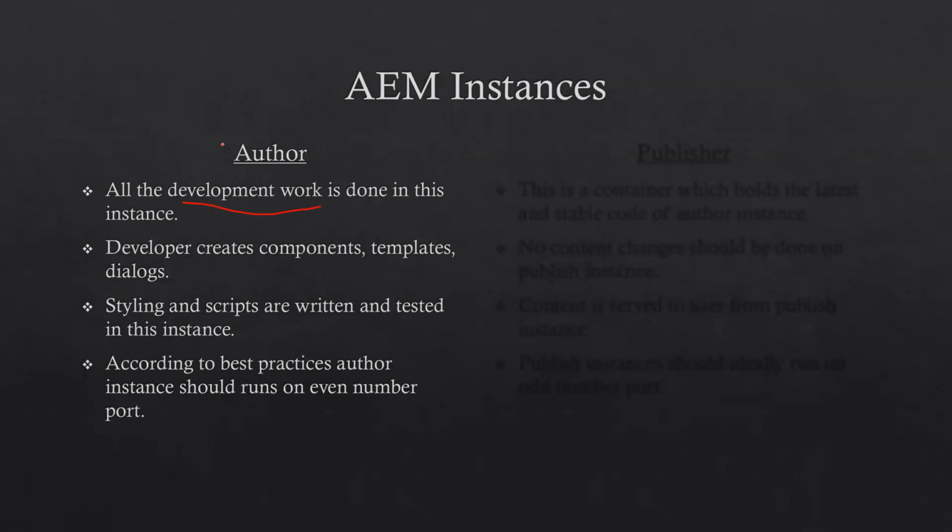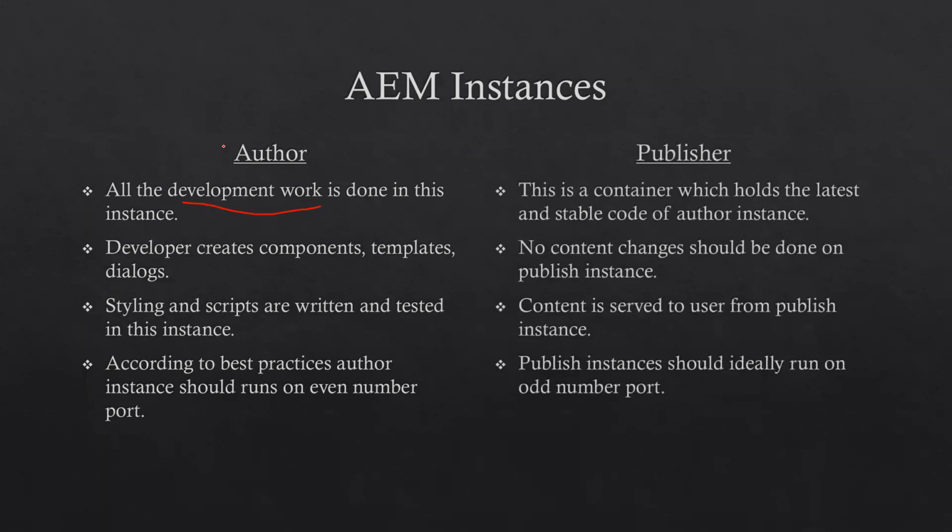Once the development is done, those changes would be pushed to publisher. From author, all the stable code would be pushed to publisher, and publisher is the one which will serve the content to the end user. Now, publisher is just a container. You won't make any changes in the publisher. Any change you want to make to publisher has to come from the author environment. Even if I have to make a small change, I cannot directly do it on publisher. It has to be done in author first, and then moved to publisher.